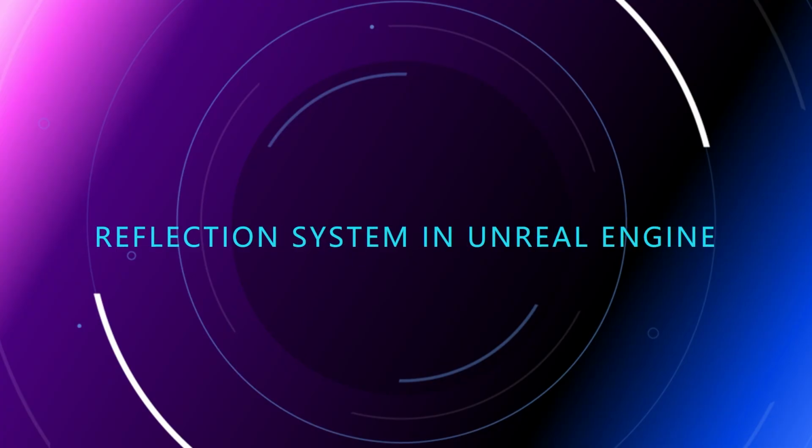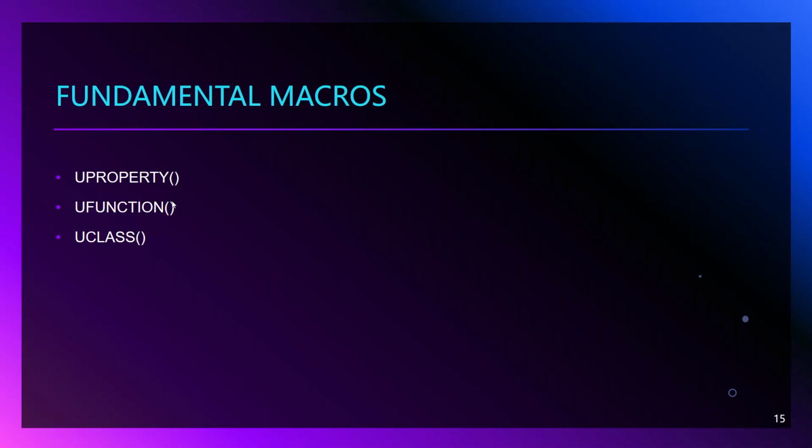And the next topic, which is also very important in Unreal Engine, is the reflection system. Unreal Engine's reflection system allows the engine to inspect and modify objects at runtime. This is useful for things like serialization, blueprints, and networking. To enable reflection, we use different macros, and these are the fundamental macros. For example, the first one is UPROPERTY. UPROPERTY is basically used for exposing variables to the Unreal Engine editor, blueprints, and garbage collection.